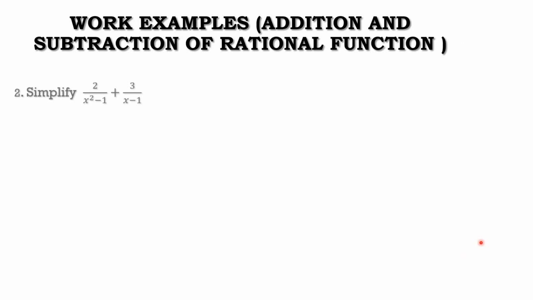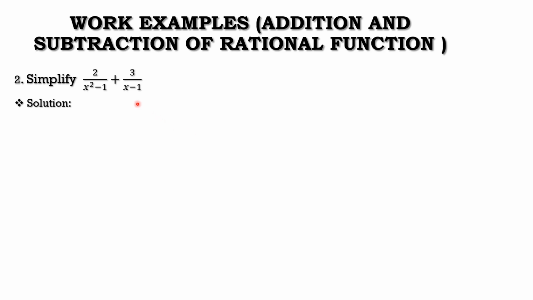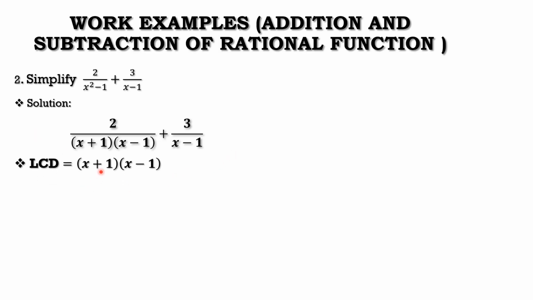Now, let's proceed to the next example where we are supposed to simplify this particular algebraic fraction. The LCM will be in this format. So we are first going to expand this numerator, which is a difference of two squares, and it will give us x plus 1, x minus 1. So here, if I want to find the LCD of these algebraic fractions, then the LCD will be x plus 1, x minus 1, because x minus 1 is also repeating itself here.